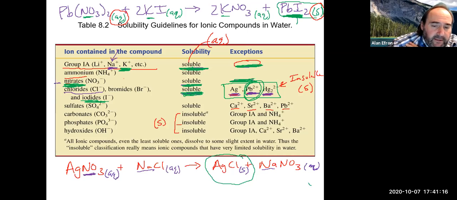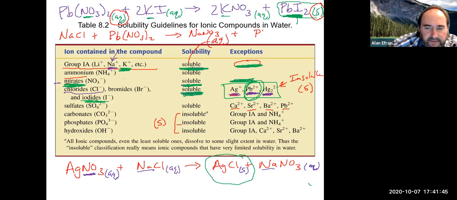So again, if we take some sodium chloride plus some lead nitrate, like we have up on top there, this will make some sodium nitrate and some lead chloride in this particular case.